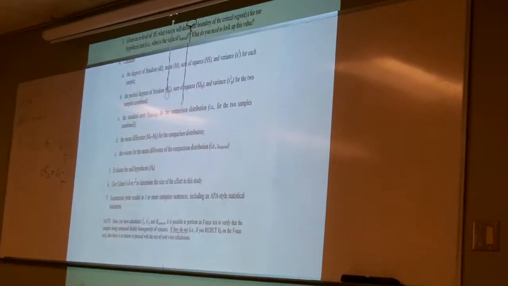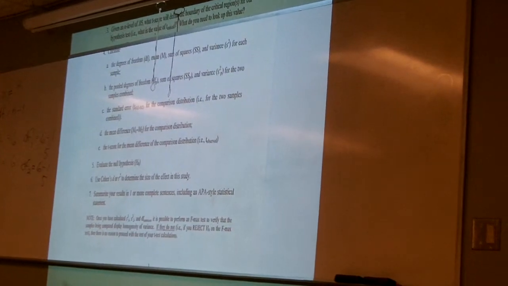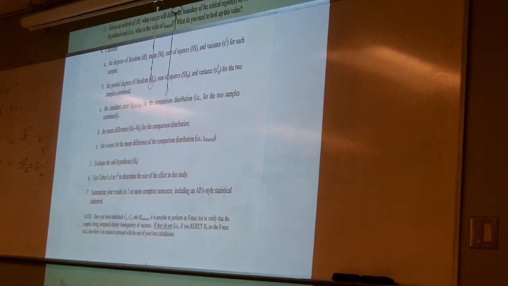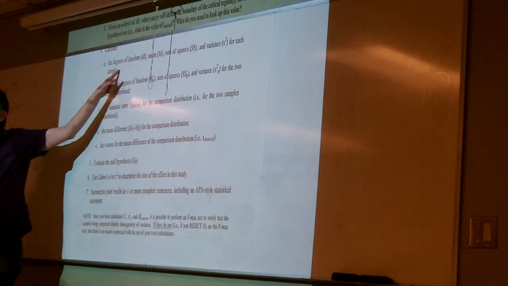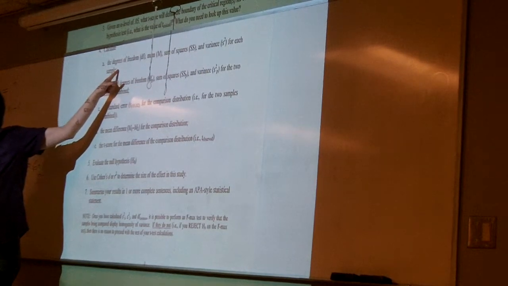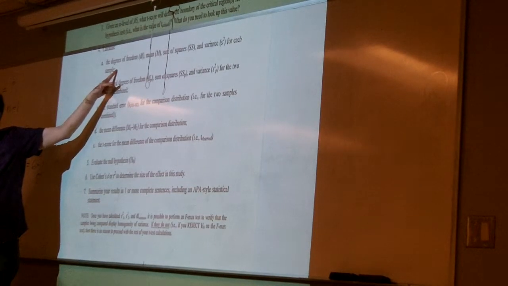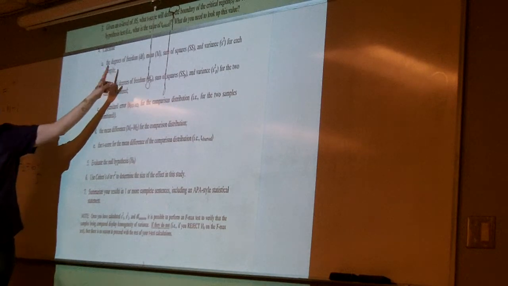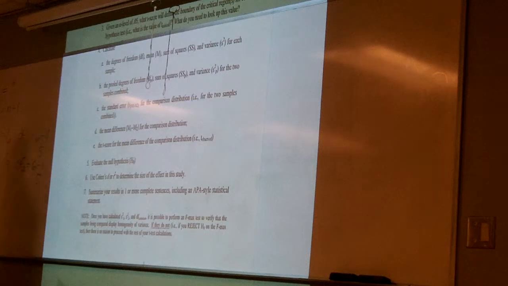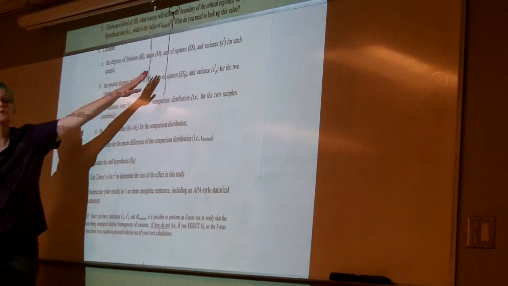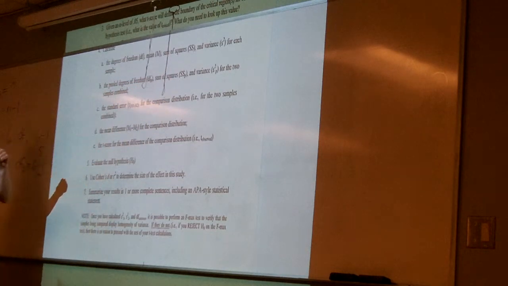And these are things that you should know from 3510. Okay? You should know how to get degrees of freedom. In fact, we just did that for both of the samples, right? We know that for the modified group, degrees of freedom is 5. And we know that for the ordinary group, degrees of freedom is 5. Okay? You should be able to calculate the mean for both groups. You should be able to calculate sum of squares for both groups. And sample variance for both groups.